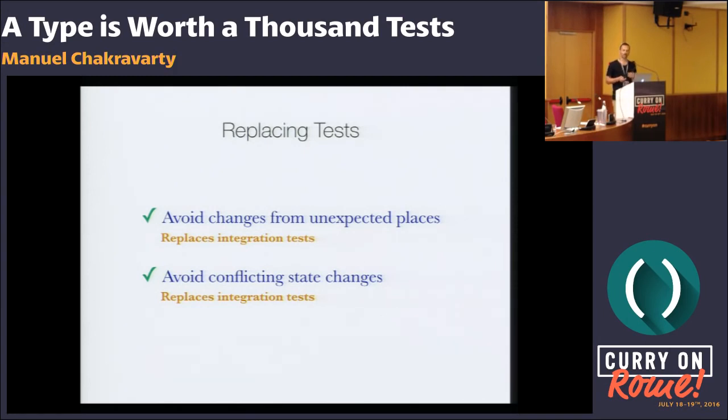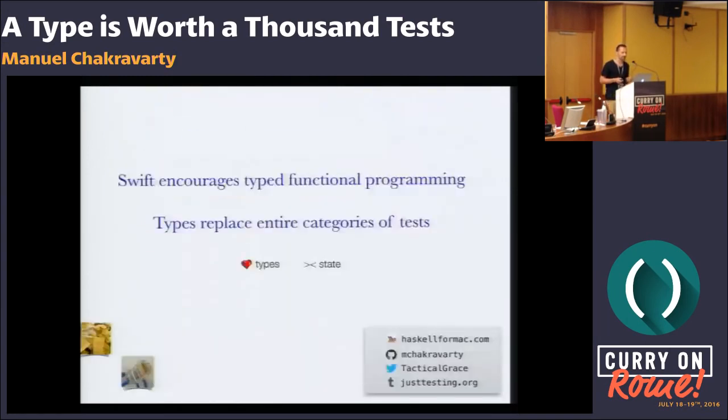So to summarize, overall, please keep in mind, types are not a form of restraint to shackle you to your computer. First and foremost, they're a design tool. And Swift is itself designed with those ideas in mind to encourage typed functional programming, and those allow you to replace entire categories of tests.